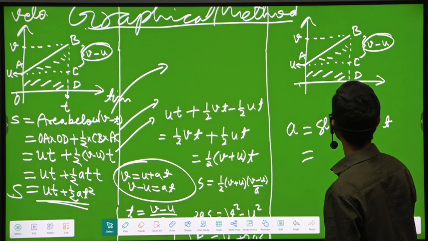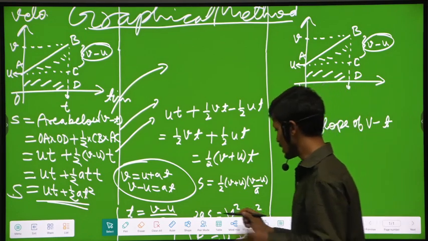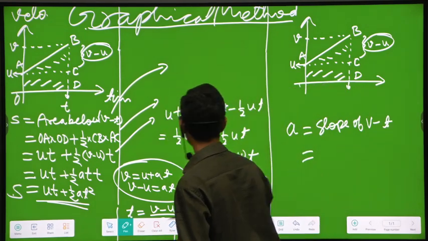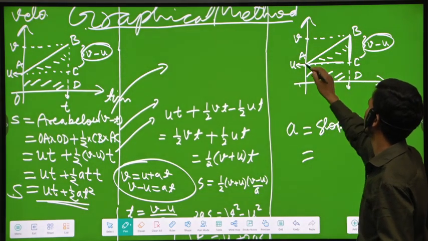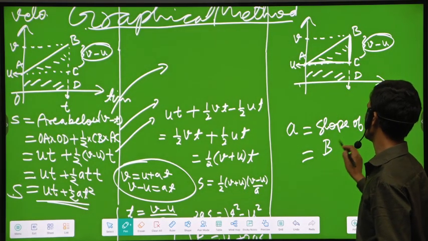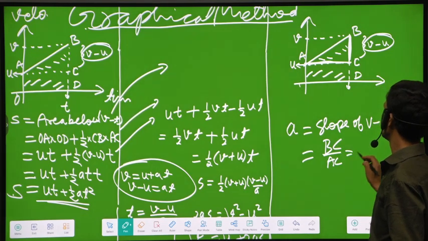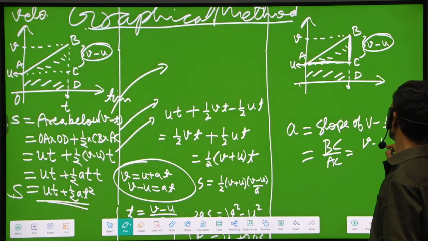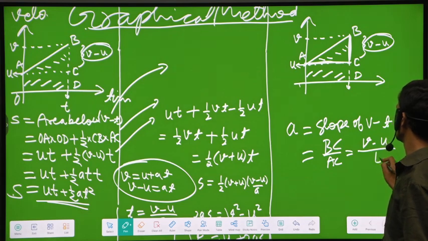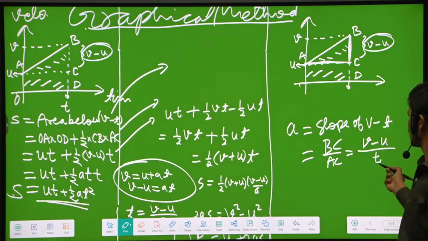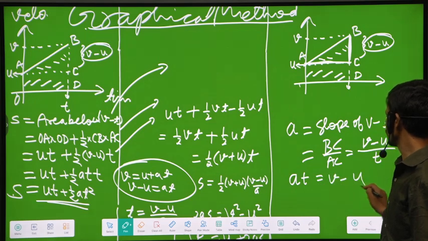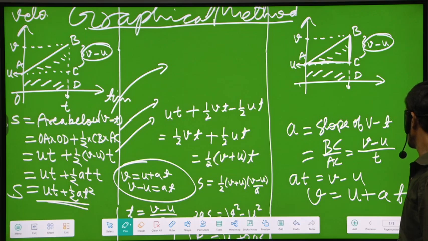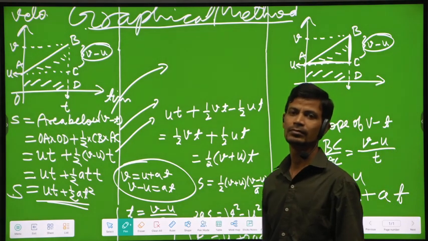So slope of the Vt graph is perpendicular upon base. Remember what is perpendicular here. This BC is perpendicular. AC is base. So it is BC by AC. BC is (V minus U) by T, and that's all. It will be at equal to v minus u. So v equal to u plus at. That's all.